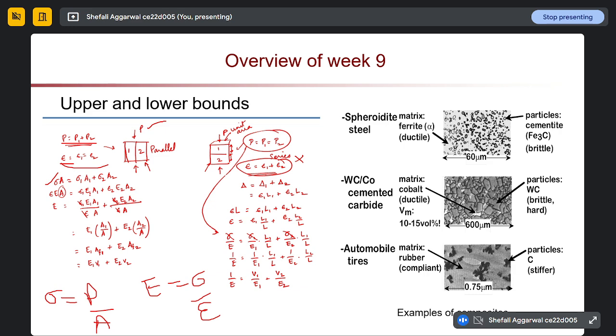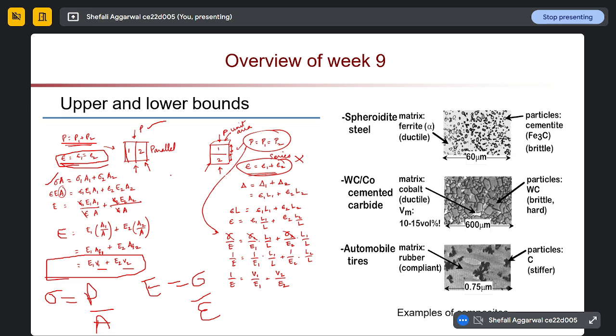So E1 epsilon 1 A1 plus E2 epsilon 2 A2, and divide the same way on this side. So epsilon is equal to epsilon 1 is equal to epsilon 2. That can be cancelled from all these terms, and this will give us the complete value of modulus equal to E1 A1 upon A plus E2 A2 upon A, which can be written as E1 V1 plus E2 V2. So V1 and V2 are the volume fractions.